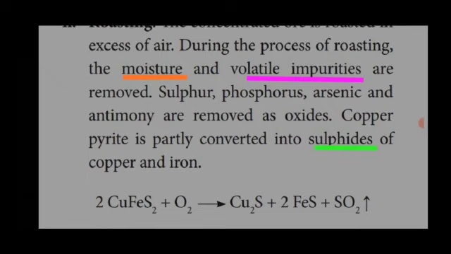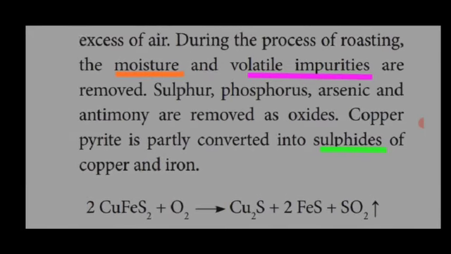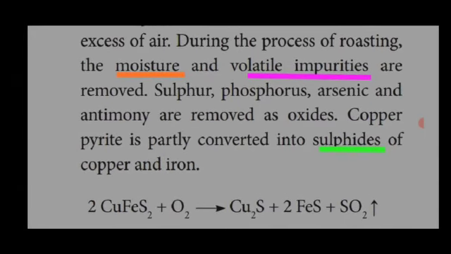The copper pyrites formula is CuFeS2. This CuFeS2 is roasted with excess of air. The copper pyrites is partially converted into sulphides of copper and iron. Copper sulphide formula Cu2S. Iron sulphide formula FeS.